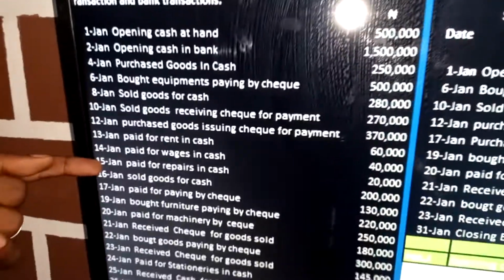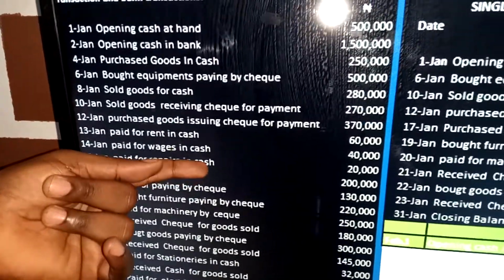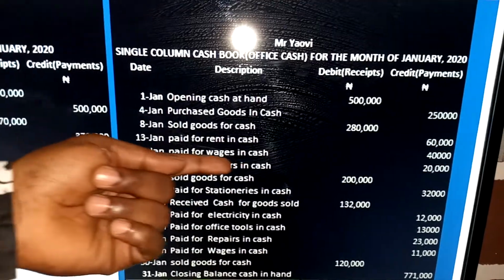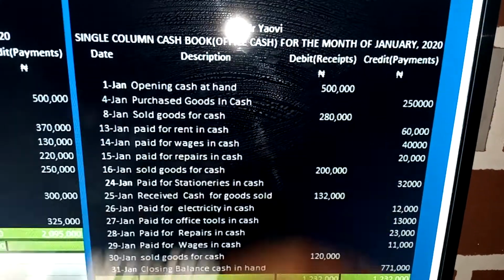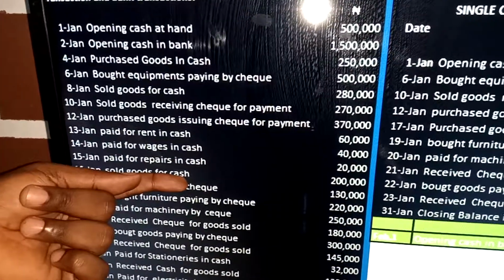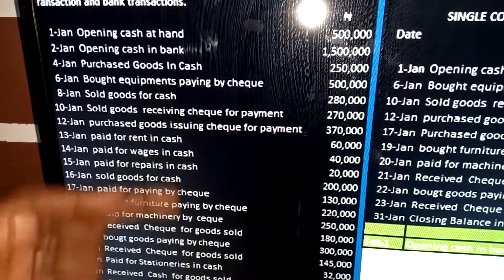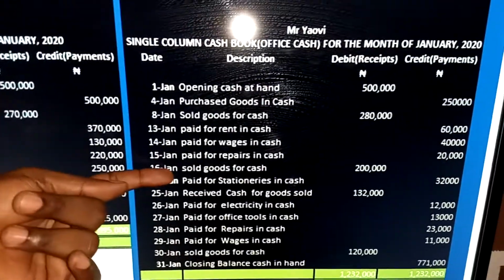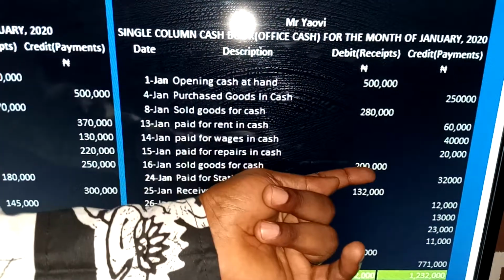On the 15th of January, paid for repairs in cash. 20,000. It's affecting the office cash. That is 15th of January, paid for repairs in cash. 20,000. Now, on the 16th, sold goods for cash. When you sell, cash is received. So it's going to affect the office cash, but it's a receipt this time because cash is coming in. So we said 16th of January, sold goods for cash, 200,000 on the receipt side.